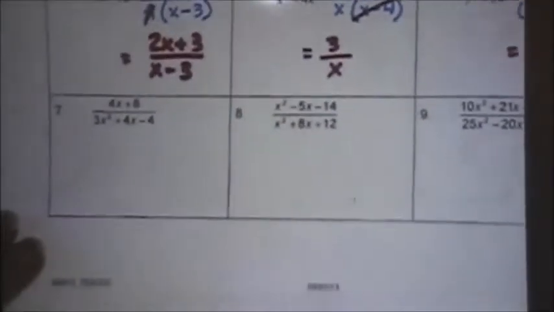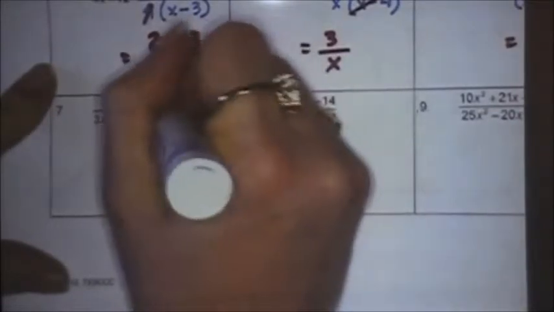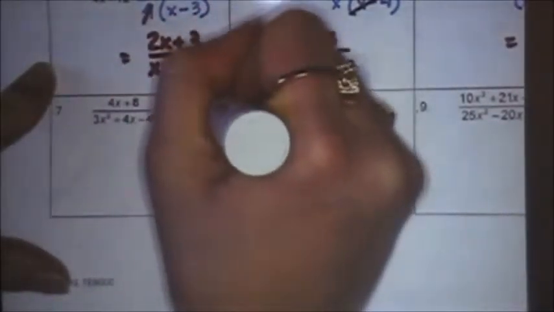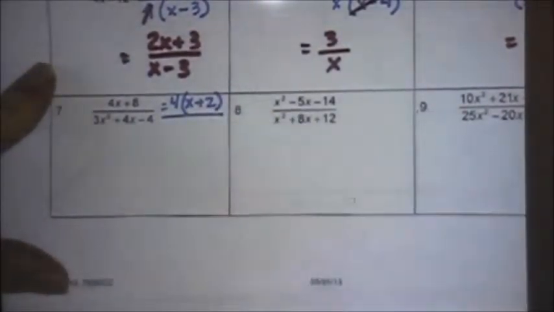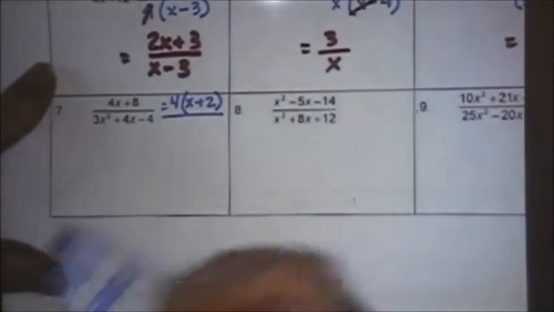Problem number 7, I have multiple types of factoring involved here because the top has a GCF of 4. So I'm going to factor out that 4. That would leave me x plus 2 inside the parentheses. And on bottom, this is a trinomial, but it has a lead coefficient of 3. So I'm going to factor that with bottoms up method. So I'm going to come down here and do that.